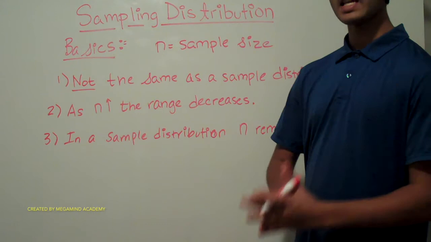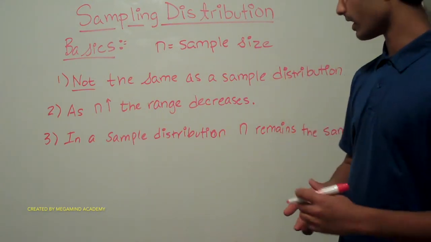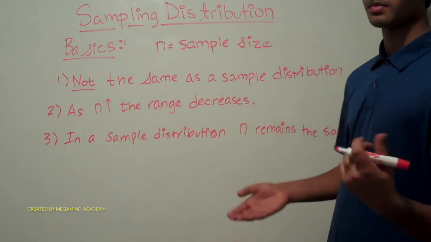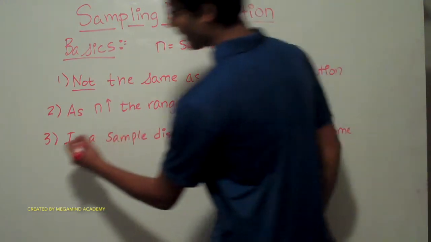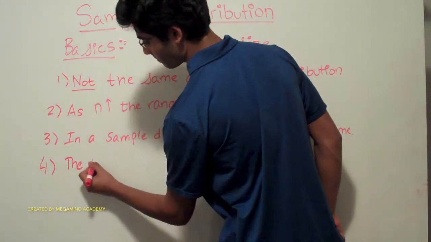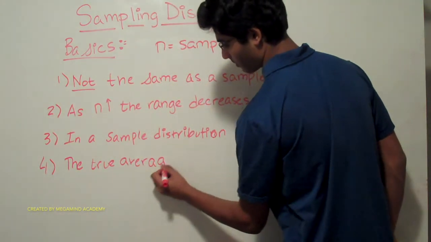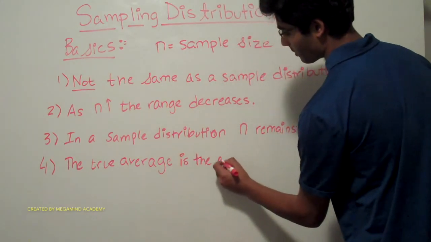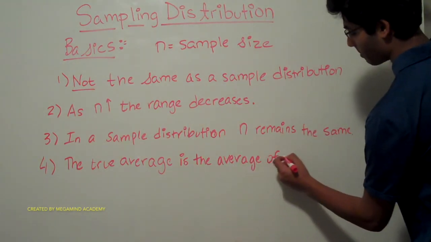So we have to keep the n values the same, or the sample size the same, for each data value, in order for our plot to be representative of what it's trying to describe, which is the population. And then the fourth thing says that the true average is the average of the population.